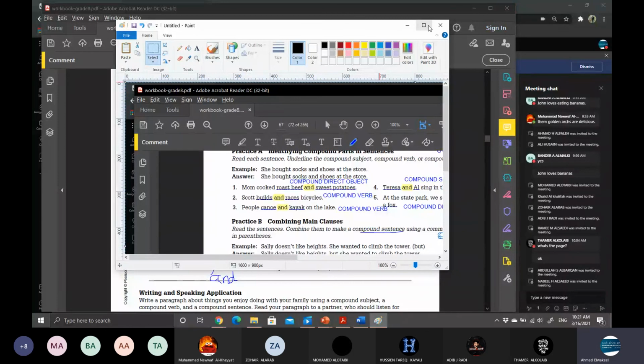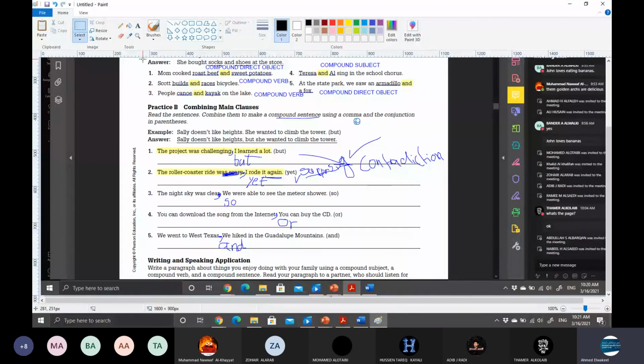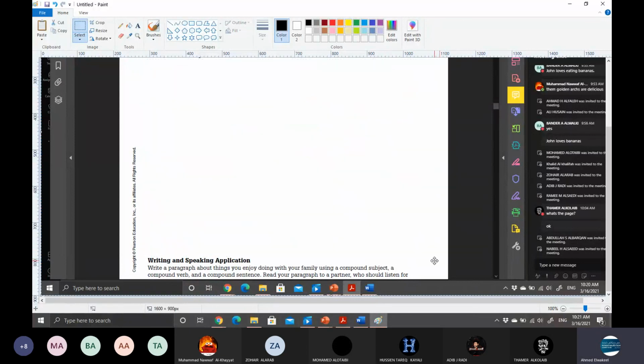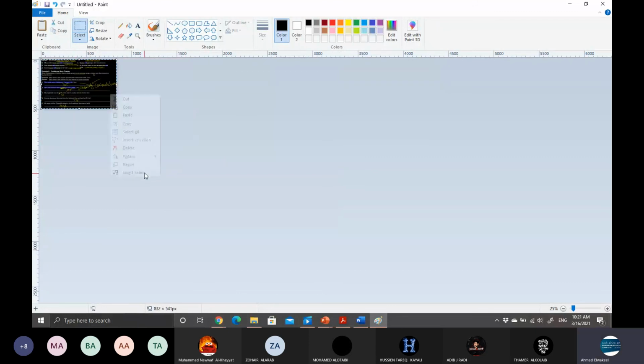So once again, grade 8, we have several things that we can do to a sentence in order to make a compound part in that sentence. You can make a compound subject, compound object, a compound verb, or even a compound sentence.